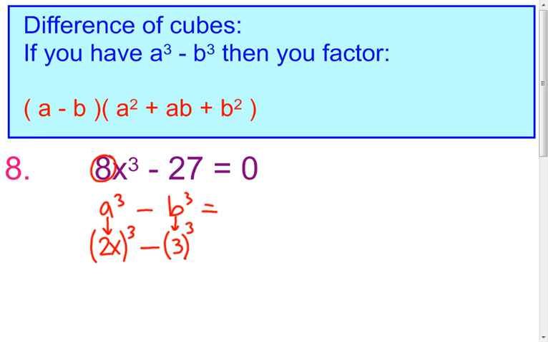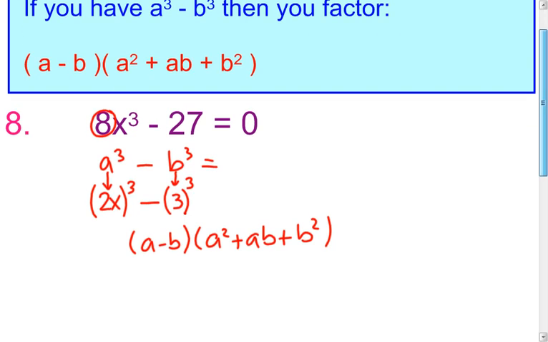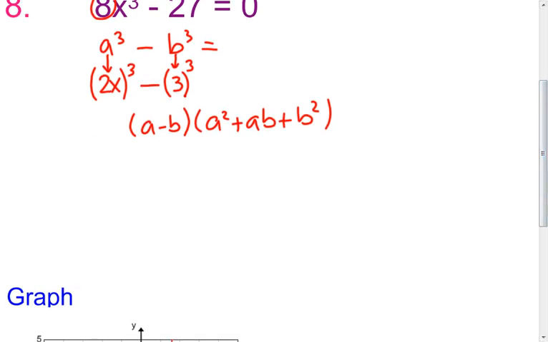So now, when you follow your formula, I'm going to follow the a minus b times a squared plus ab plus b squared formula. And all I'm going to do is plug in my a and my b, and go from there. So, again, your a is 2x. So I will have 2x minus. Your b is 3. A squared is 2x squared. Again, a is 2x, and then you have to square that quantity. Well, when you square 2x, you get 4x squared.